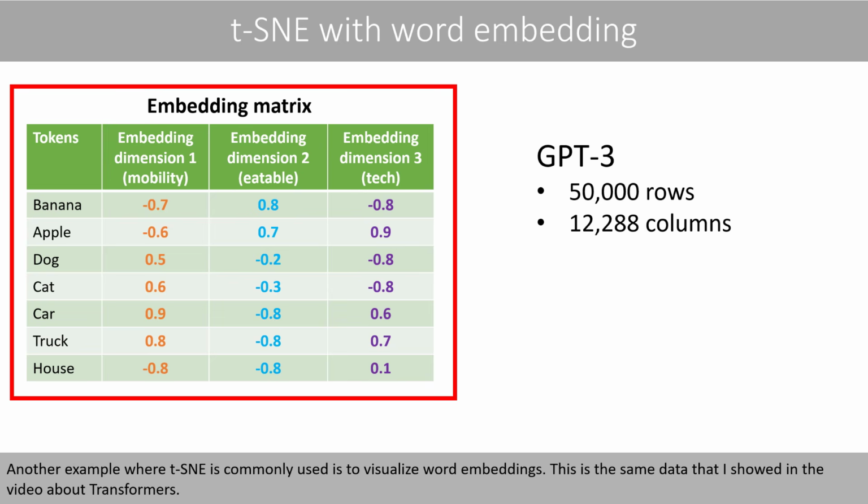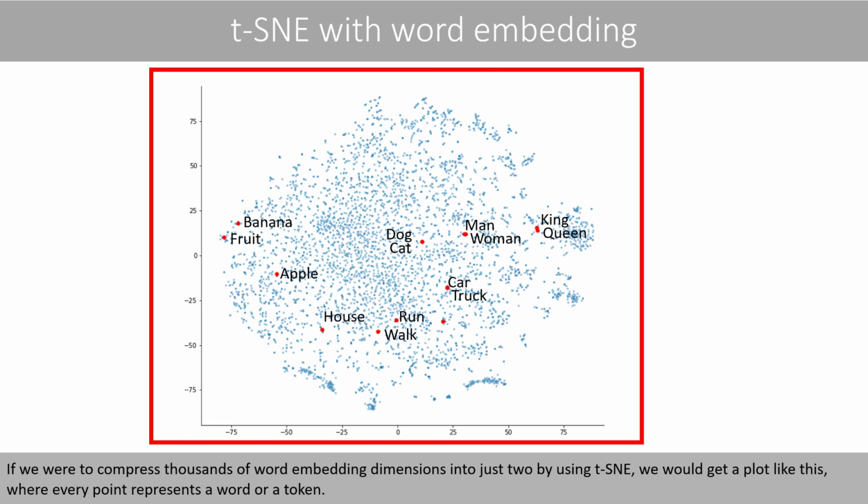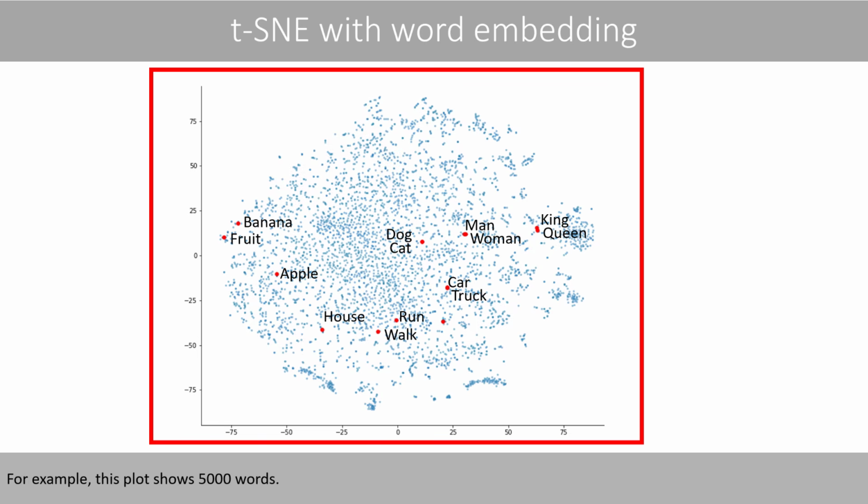Another example where t-SNE is commonly used is to visualize word embeddings. This is the same data that I showed in the video about transformers. The GPT model had about 12,000 embedding dimensions. If we were to compress thousands of word embedding dimensions into just 2 by using t-SNE, we would get a plot like this, where every point represents a word or a token. For example, this plot shows 5,000 words.